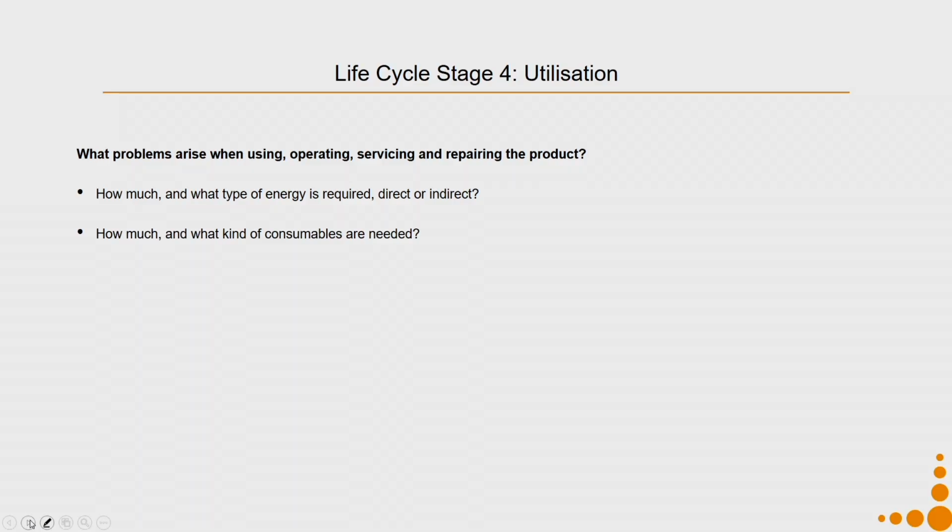How much and what kind of consumables are needed? Say for example, a printer needs paper, that is the consumable. So, if your printer has a problem that it keeps getting jammed very often, it is going to waste a lot of paper.